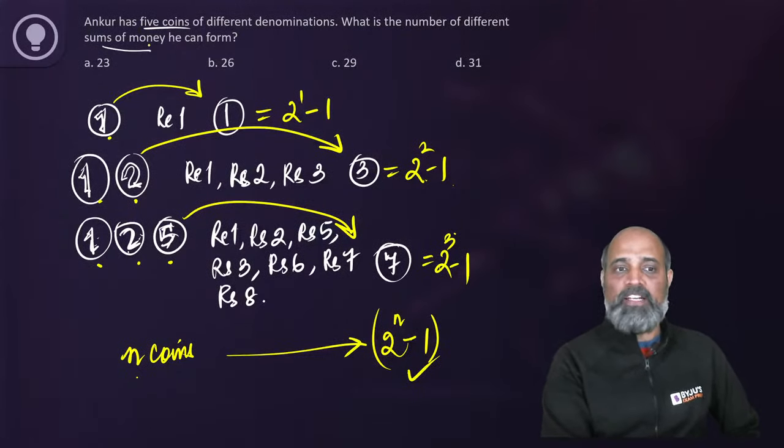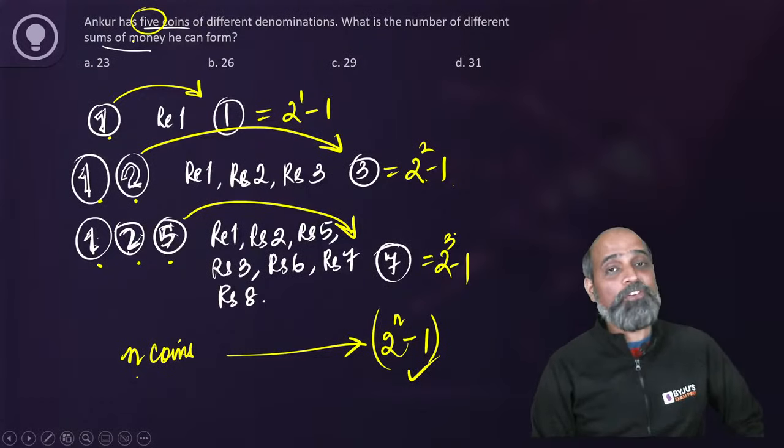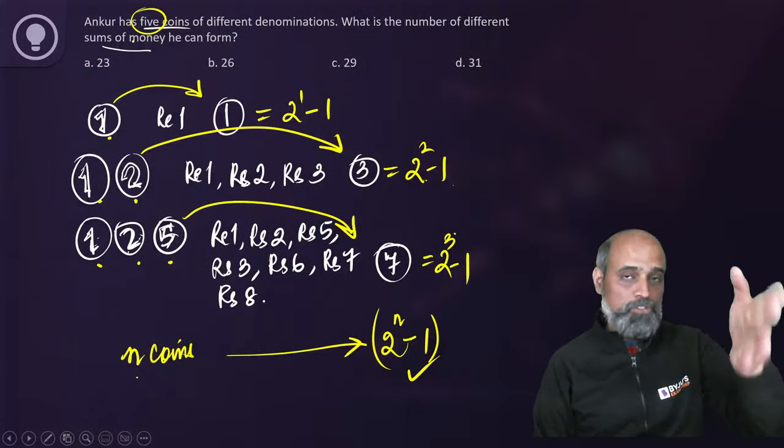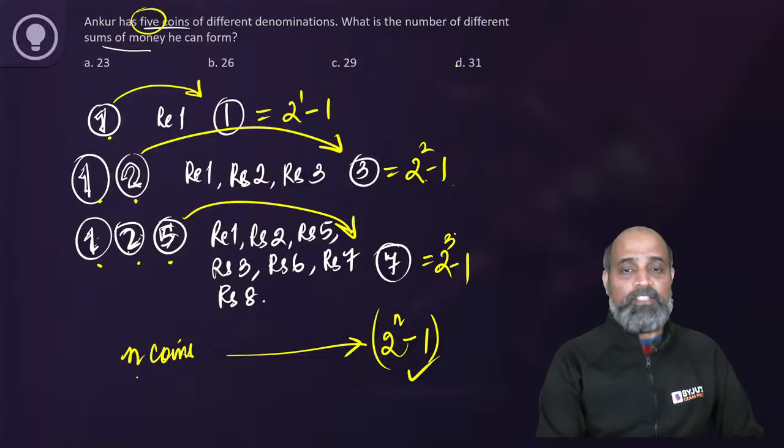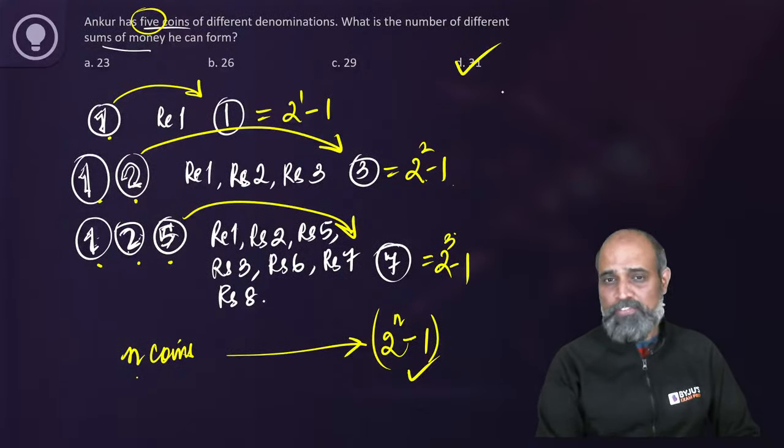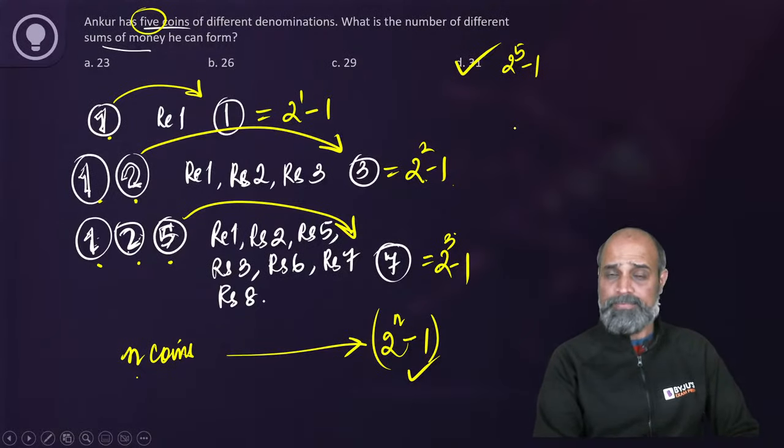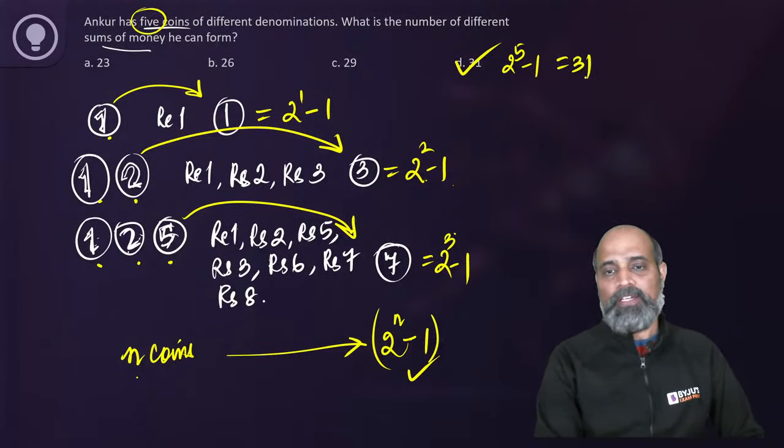Now, it doesn't matter whether we are given 5 or 15 or 7 or 8, we don't have to solve it fully. The answer is going to be 31. 2 to the power 5 minus 1. 2 to the power 5, I believe everybody is aware, is 32. So it becomes 31.